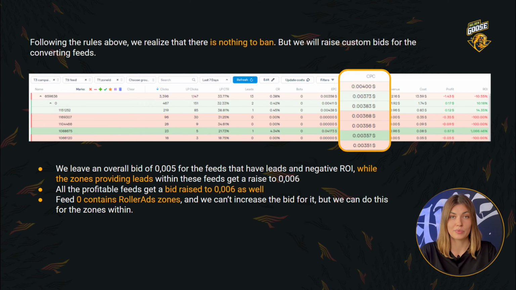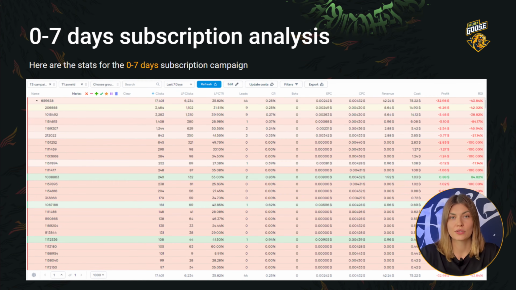We leave an overall bid of 0.005 for the feeds that have leads and negative ROI, while the zones providing leads within these feeds get a raise to 0.006. All the profitable feeds get the bid raised to 0.006. Feedout contains RollerAds zones, and we can't increase the bid for it, but we can do this for the zones within. Here are the stats for the 0 to 7 day subscription campaign.